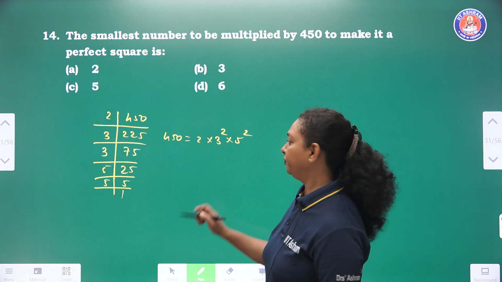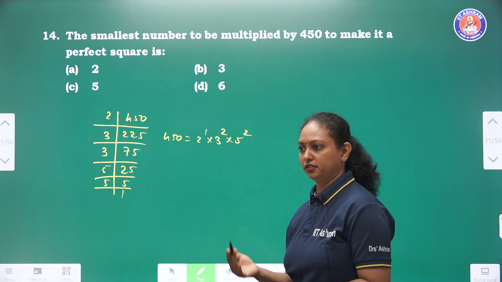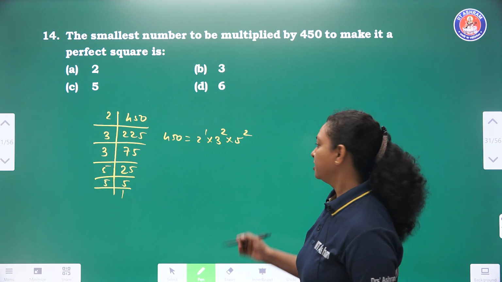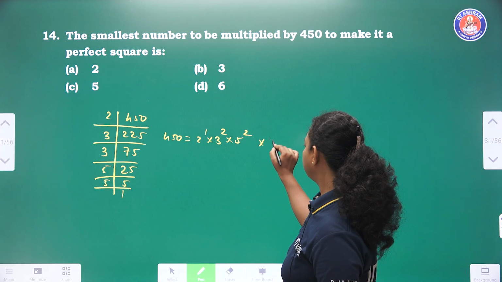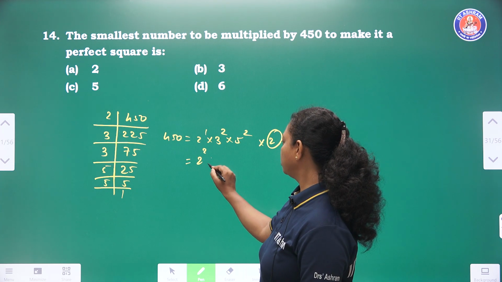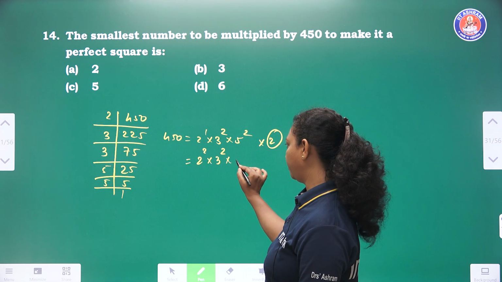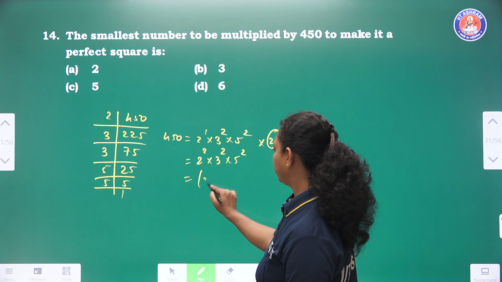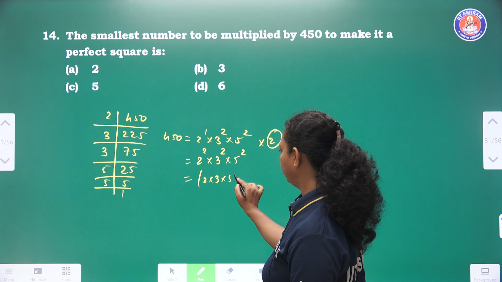Right? What is the power of 2? 1. So we want one more 2 to make the power of 2 even. So we will multiply this by 2. When we multiply, we can write it as 2 square into 3 square into 5 square. Right? So it is nothing else but (2 into 3 into 5) whole square.